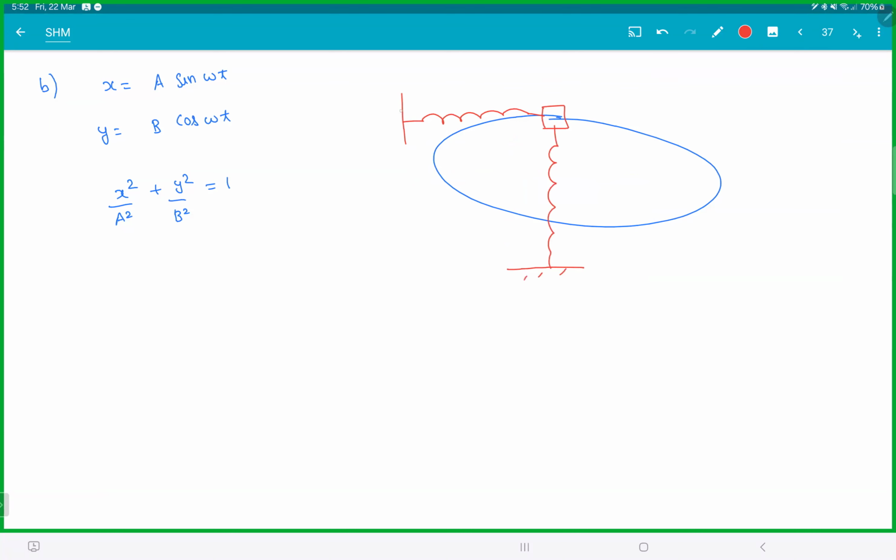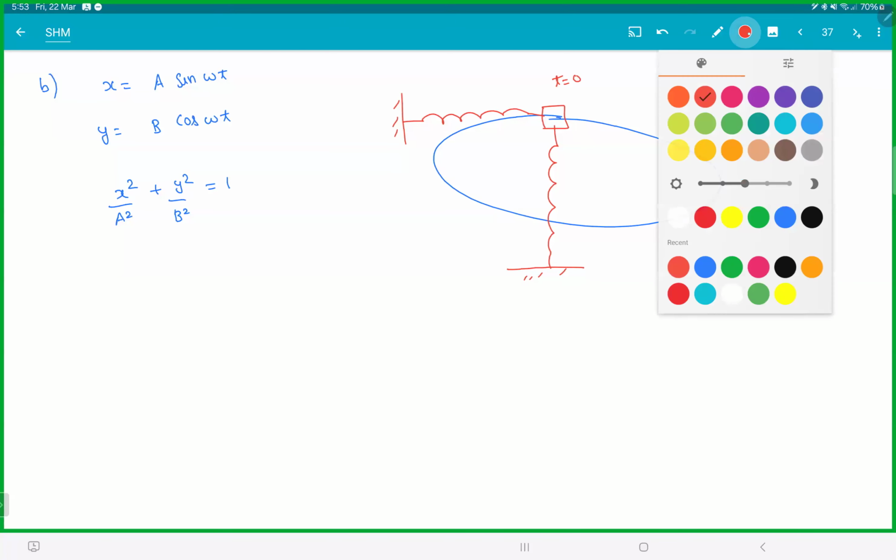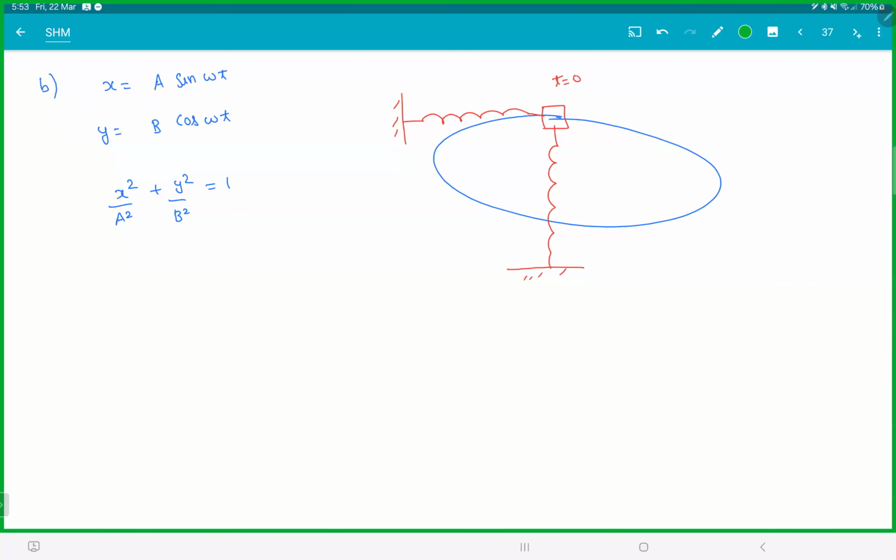It's kind of like this. At t0, your x is 0. At t0, your y is maximum. So it is going in an elliptical path. This is your initial position. Then in y, you're at the extreme, and on the right side, in x, you're at the mean position. Clear? So basically it will go in an ellipse.